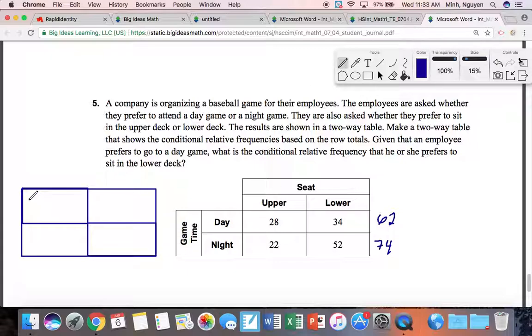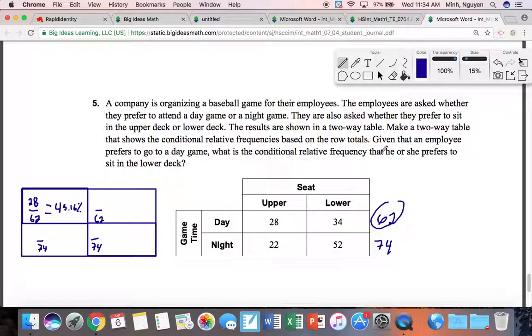I will do an example for you. 28 over 62. Again, just using the row total. So this will be divided by 62. This will be divided by 74. This will be divided by 74. So 28 over 62 is just a shade under half. How much exactly? 28 divided by 62, 0.45, or 45.16%.